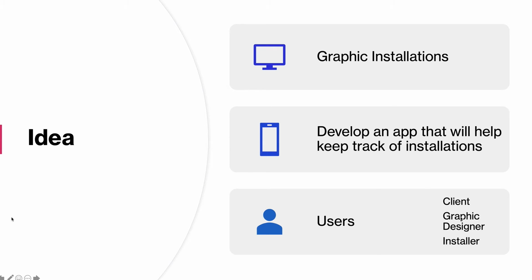A graphic designer could use the app in order to add jobs into the database and also to update different information on the job. And then the installer will use the app in order to access the different jobs they have to do. And then the app will also provide them with the location as well as directions and the weather in that area of the installation.